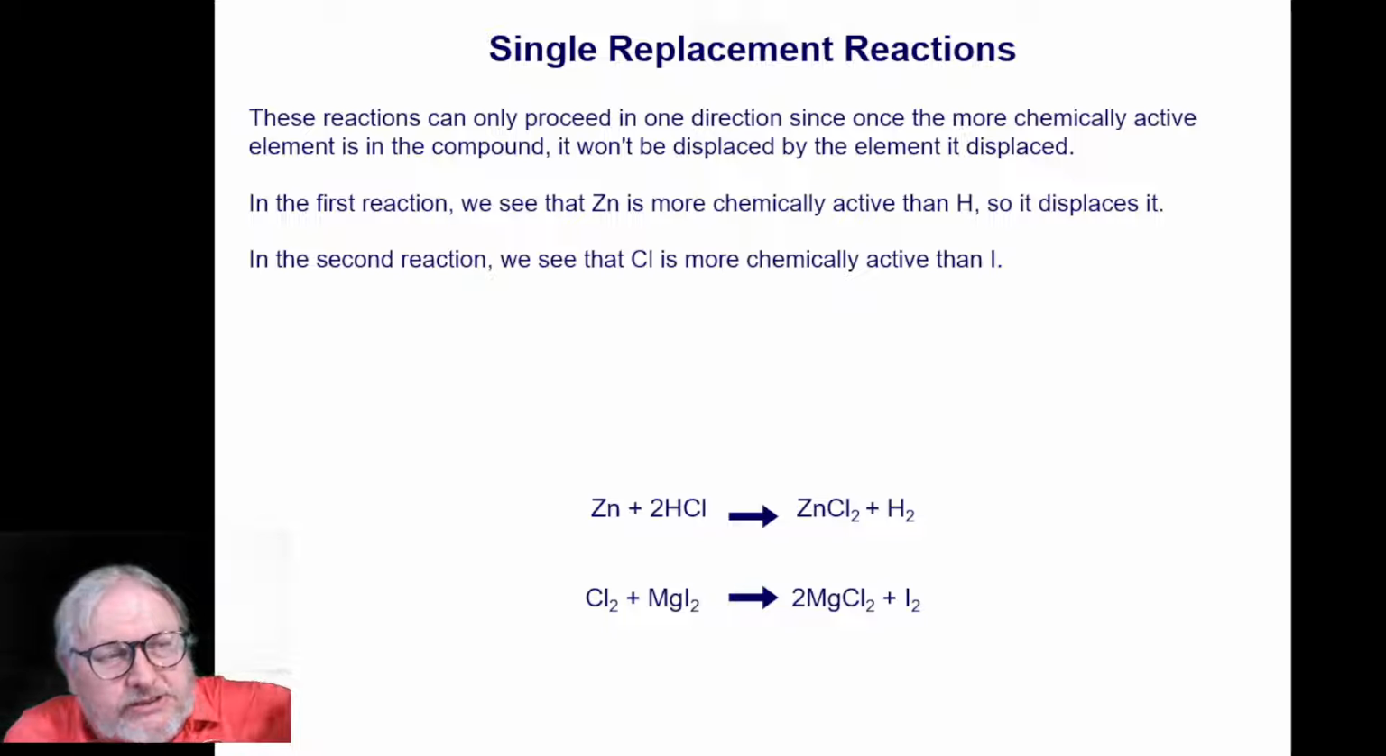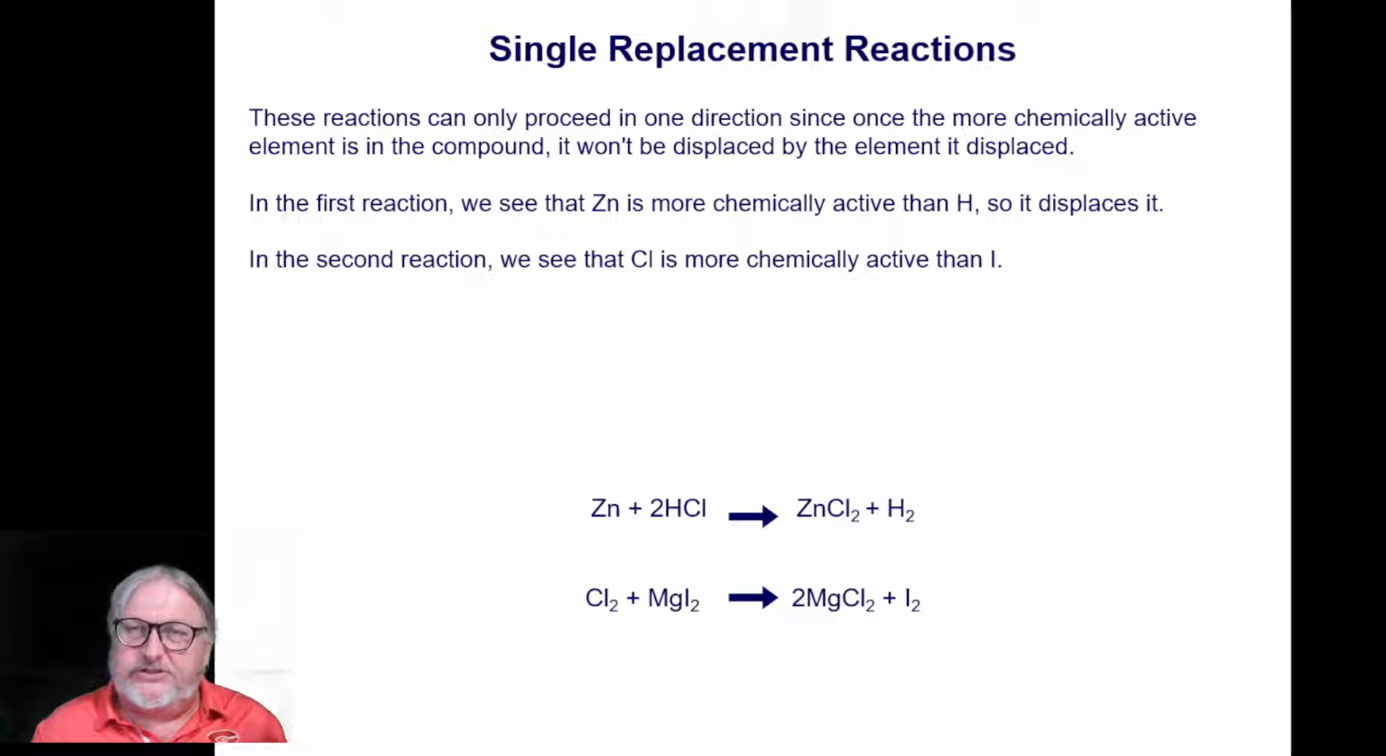So these reactions can only proceed in one direction, since the more chemically active element is in the compound. It's not going to be displaced by the element it displaced. So in the first reaction, we see that zinc is more chemically active than hydrogen. So zinc displaces the hydrogen and forms zinc chloride and hydrogen gas. Now, in the second reaction, we see that chlorine is more chemically reactive than iodine. So chlorine replaces the iodine and it forms magnesium chloride and iodine.